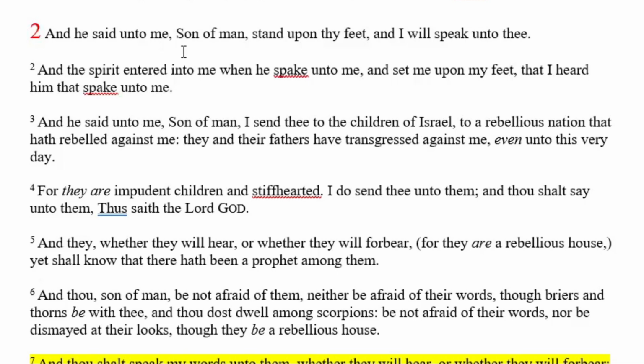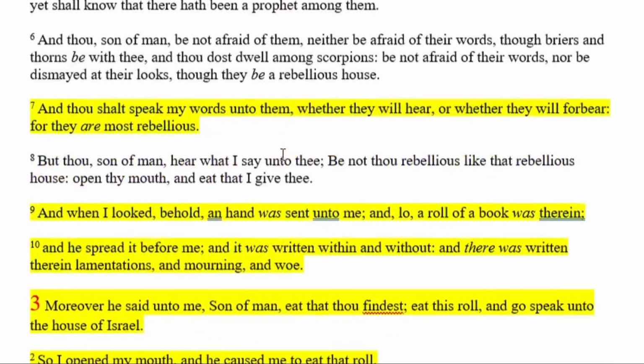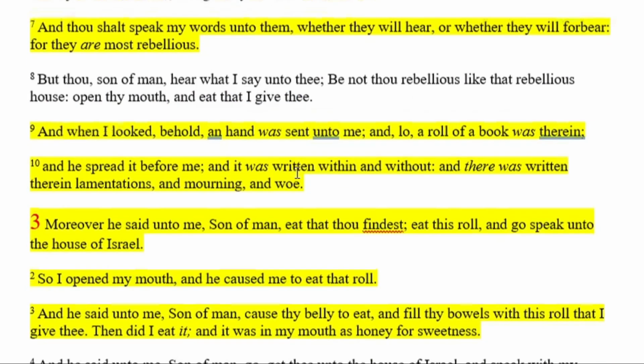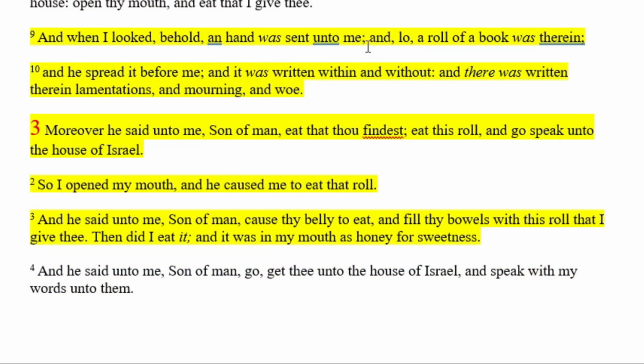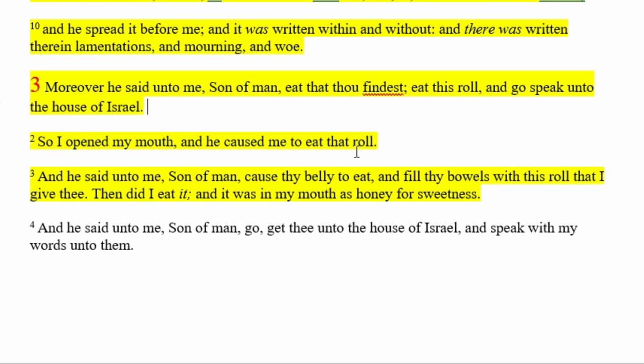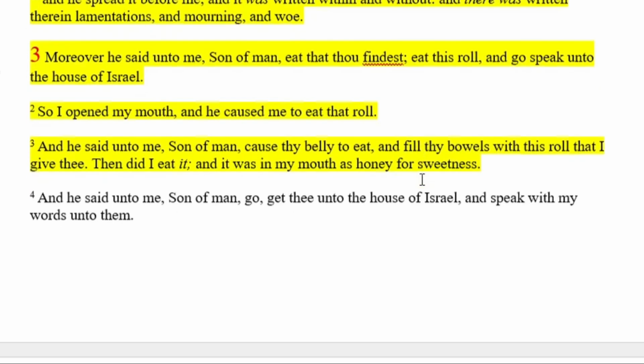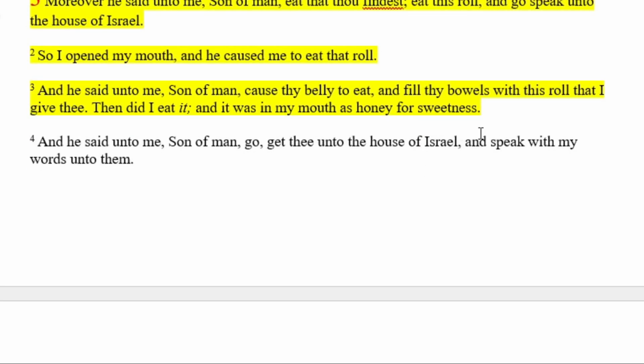Here's where God is talking to him, and he said to me, Son of man. This is the higher awareness. This is something we're supposed to know. Let's see. And I looked, behold, a hand was sent unto me, and lo, a roll of a book was therein. The scroll. And he spread it before me, and it was written within and without, and there was written therein lamentations and mourning and woe. Moreover, he said to me, Son of man, eat this roll, and go speak to the house of Israel. So I opened my mouth, and he caused me to eat that roll. And he said to me, Son of man, cause your belly to eat, and fill your bowels with this roll that I give you. And I did eat, and it was in my mouth as honey for sweetness.